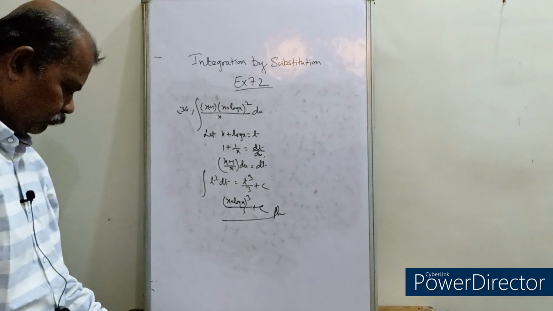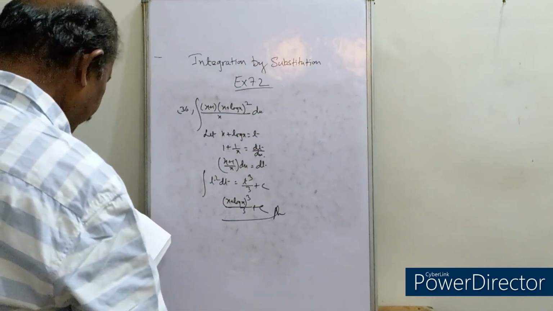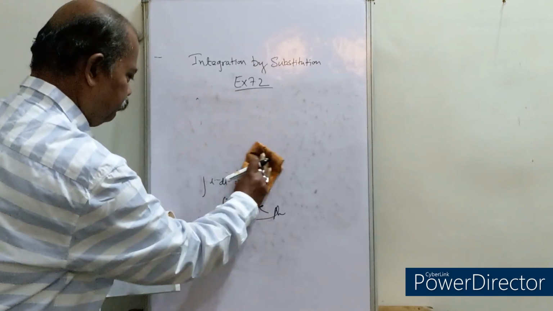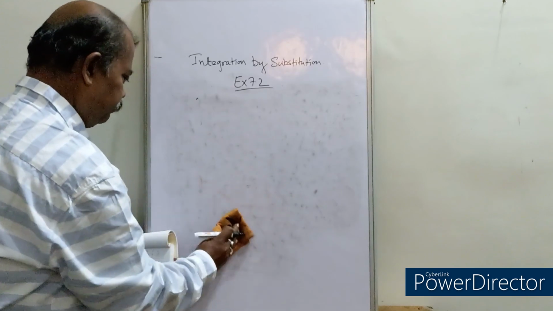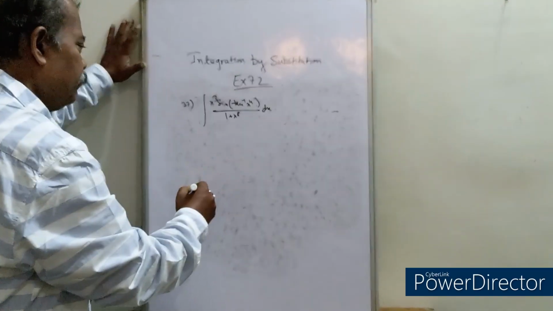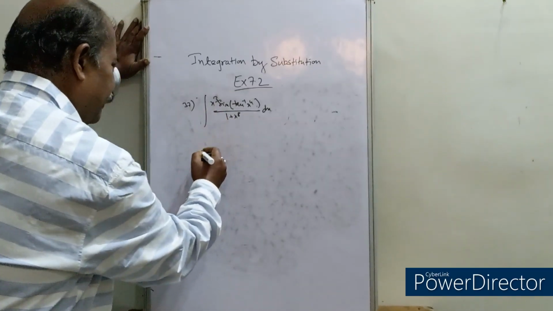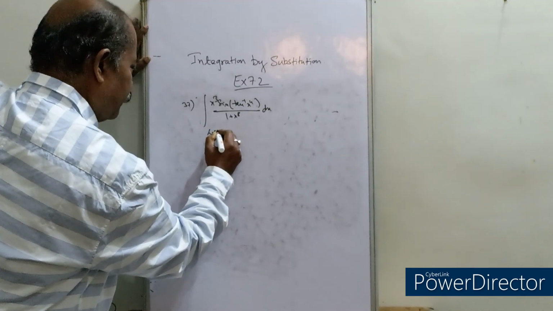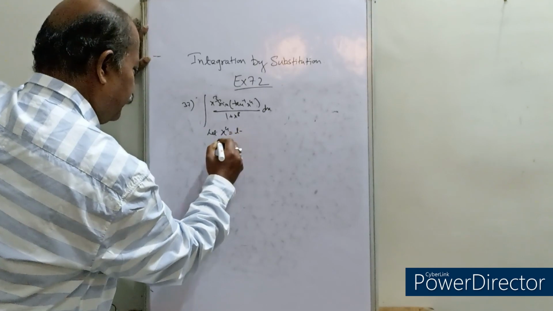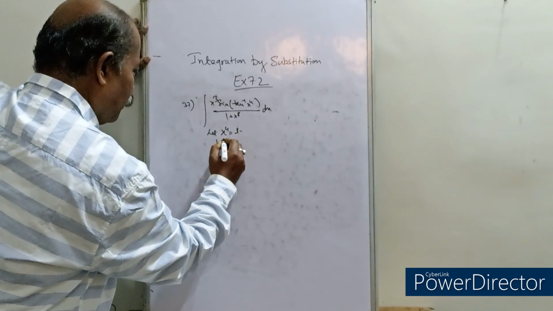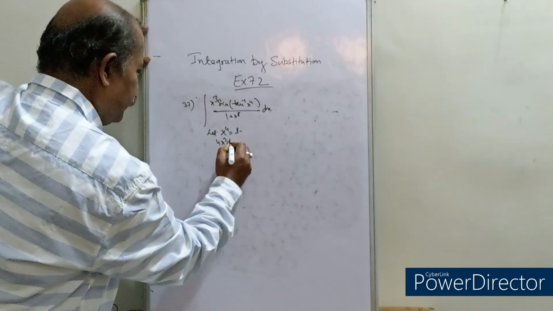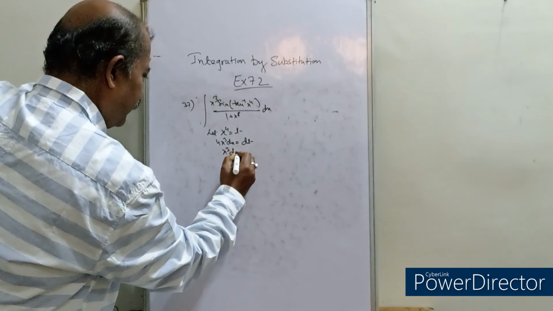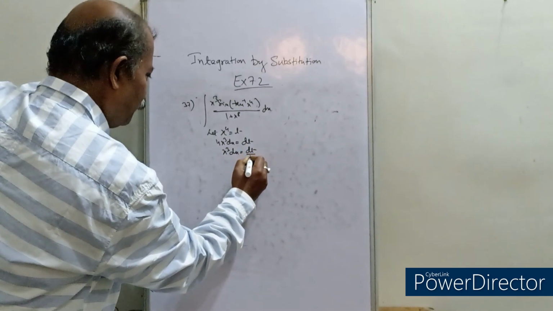Now my next question is 37, question number 37. Here we will see that I am going to remove this x cube. To remove this x cube, I am going to suppose let x to the power 4 be equal to t, so 4x to the power of 3 dx is equal to dt. So x cube dx is equal to dt by 4.